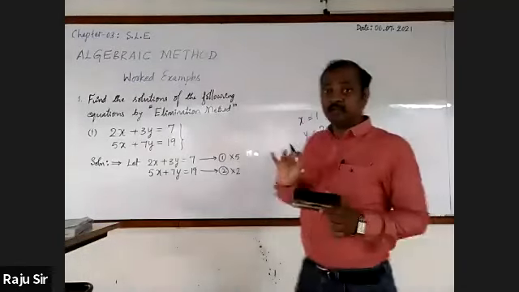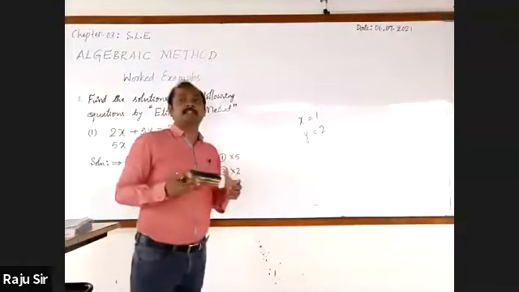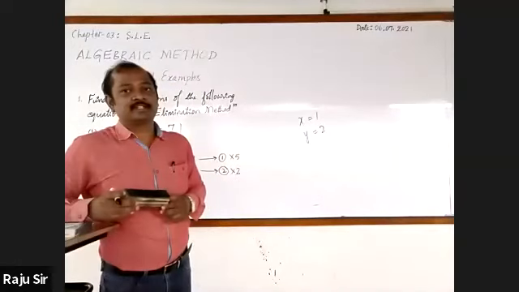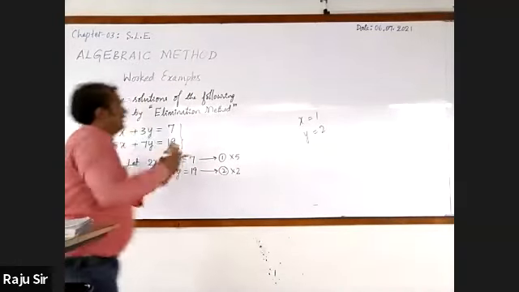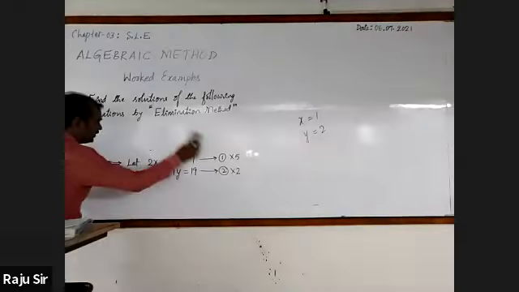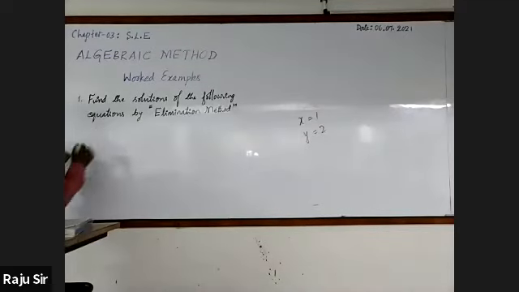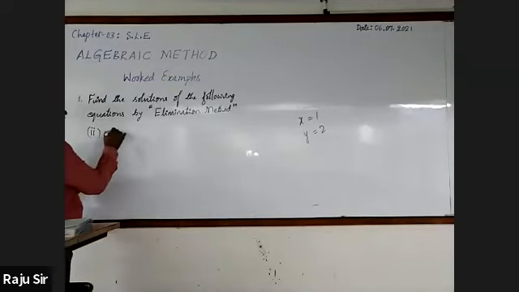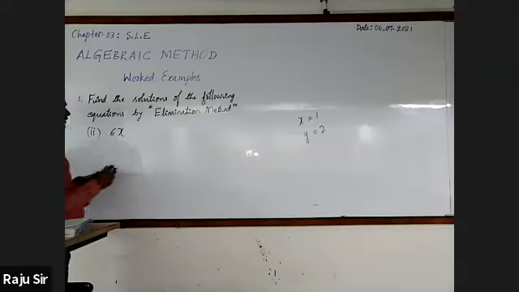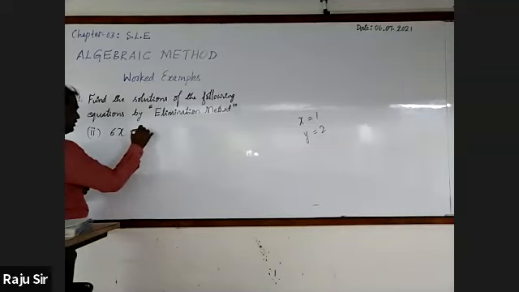to 2. When you solve, you must get this final answer. I'll take such equations. Right, second one. I take 6x minus 5y.